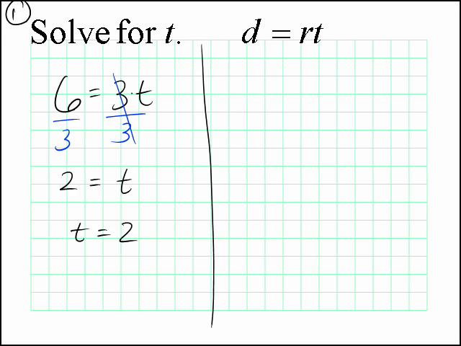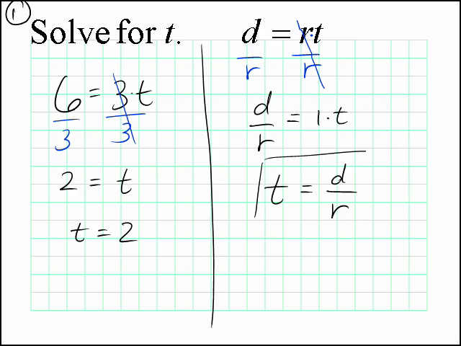I do the same thing with the formula. To solve for t, I'm going to divide both sides by r. The r's will reduce to 1. And I have the formula solved for t. T equals d over 9. Solve for t.